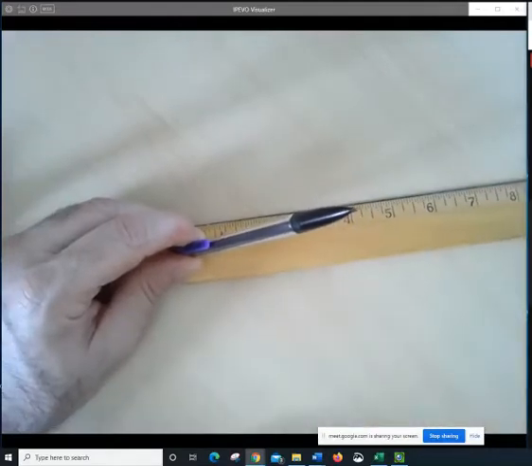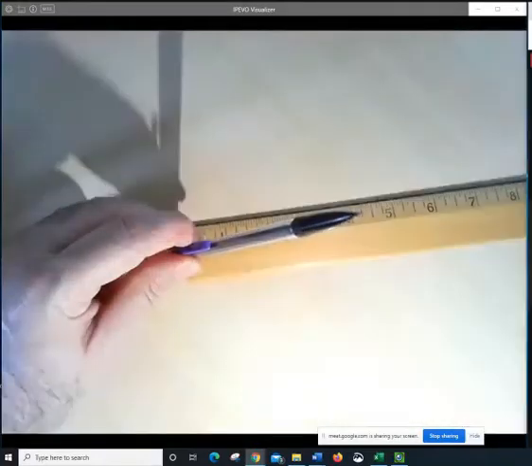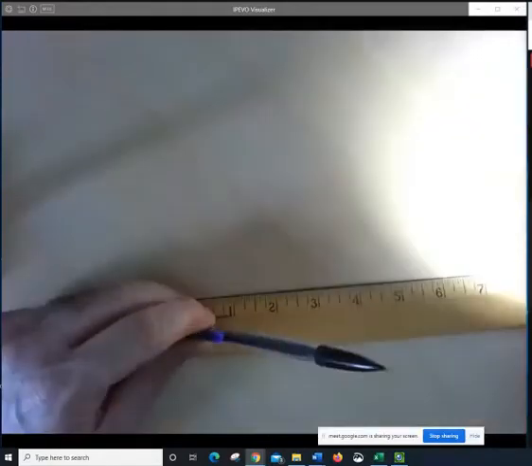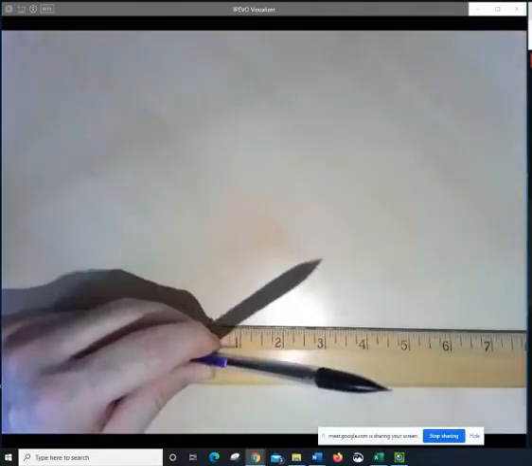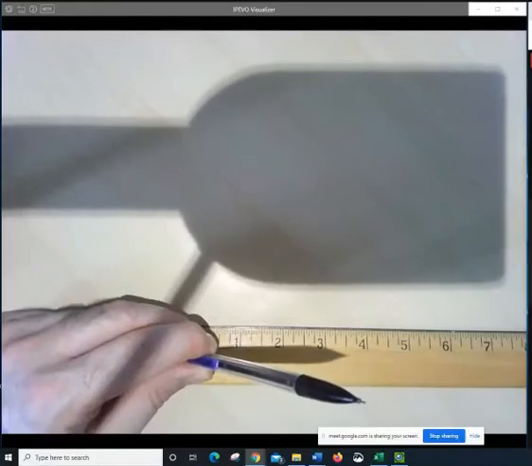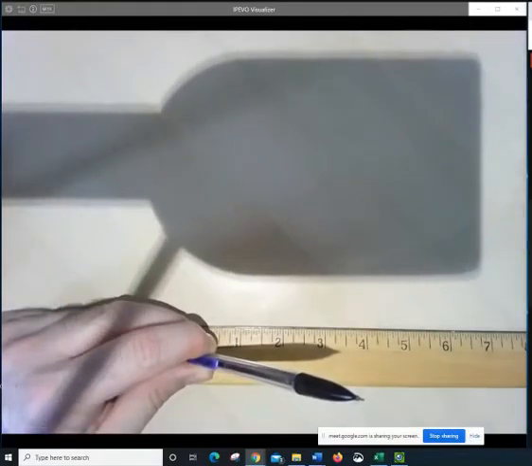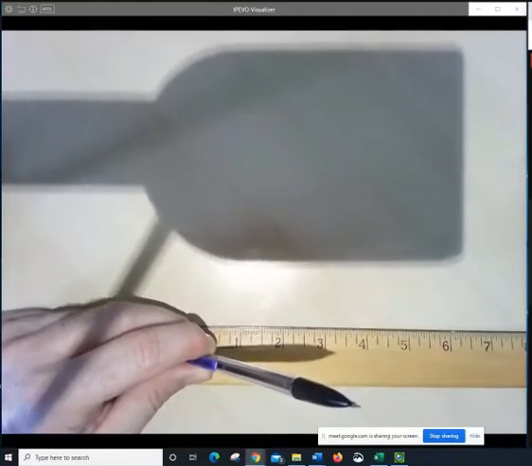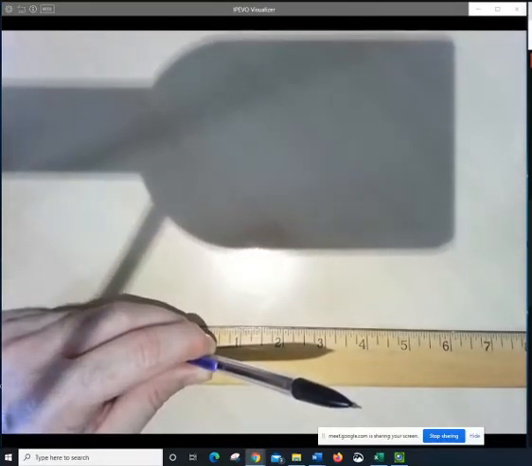The way you can think about that is, give me just a second. Let me try to position myself a little better. It's essentially the shadow that's created by the vector in the direction of that vector that's represented by the ruler.